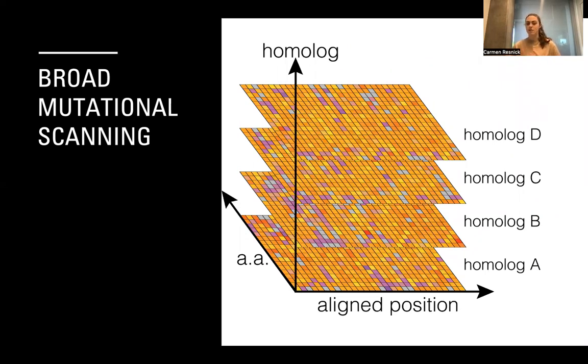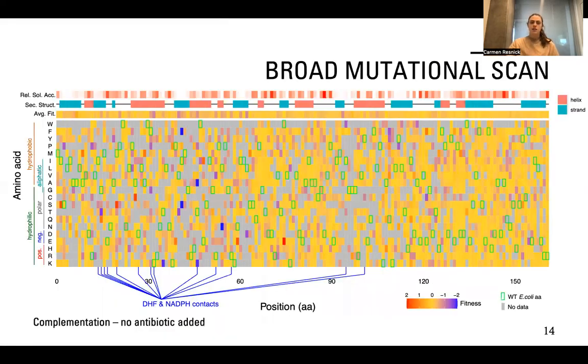This is where it gets a little complex, but what this means is that we're looking at how all of these homologs, which have very different sequences, are able to collapse on top of each other and compare to one another in what's called a broad mutational scan. So I've created a broad mutational scan for this library that I'm focusing on.